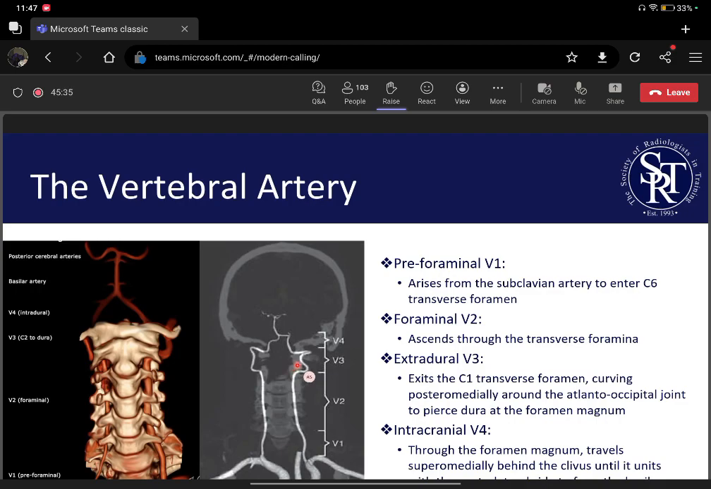It then exits the C1 transverse foramen, curves around the atlanto-occipital joint, and pierces the dura. This is all the extradural segment. And finally, the intracranial segment is as it goes through the foramen magnum, travels behind the clivus and reaches the other vertebral artery to join and form the basilar artery.